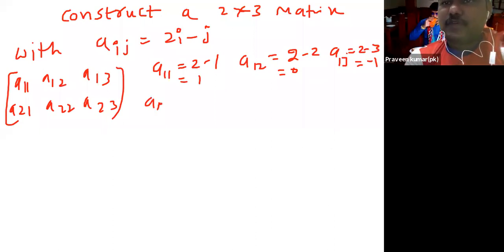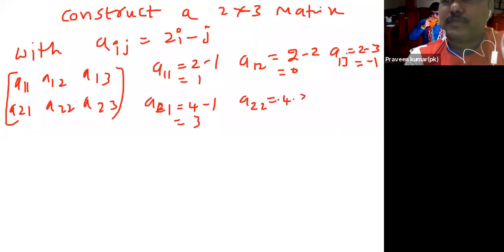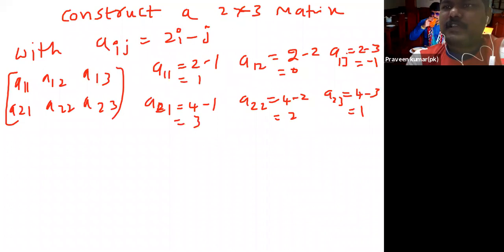Next A21, 2 twos are 4, minus 1, 3. A22, 2 twos are 4, minus 2, 2. A23, 2 twos are 4, minus 3, 1. The final answer is 1, 0, minus 1, 3, 2, 1. Correct?